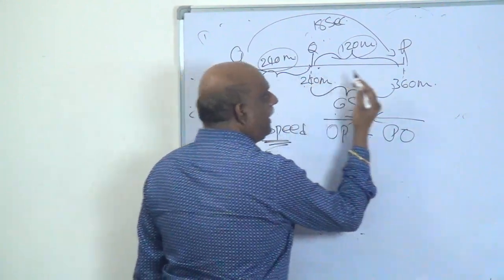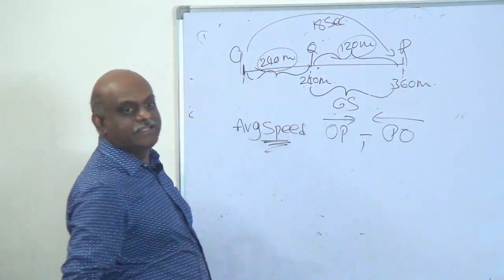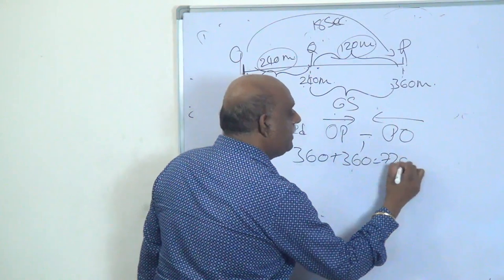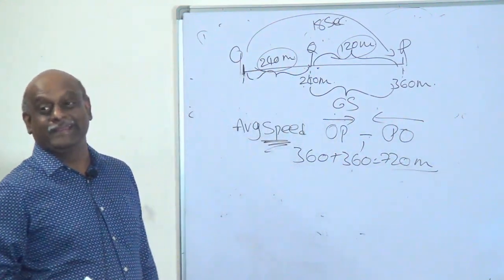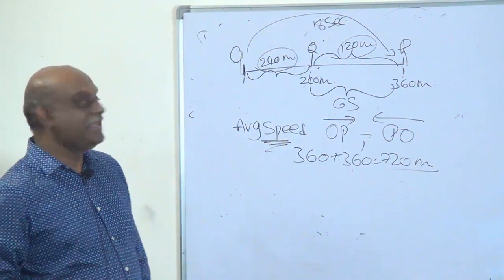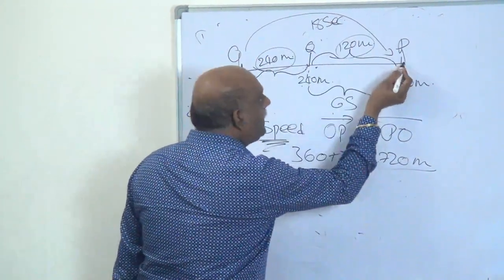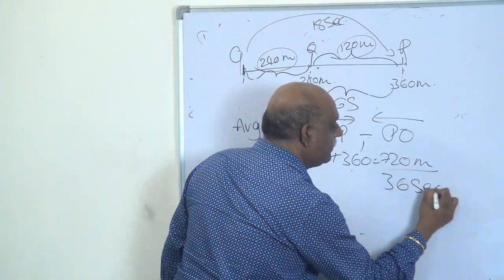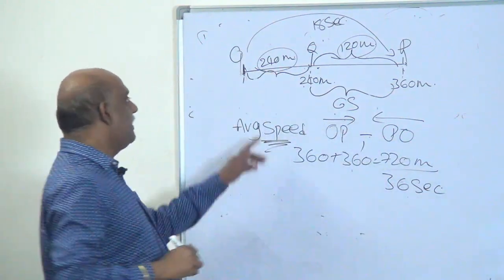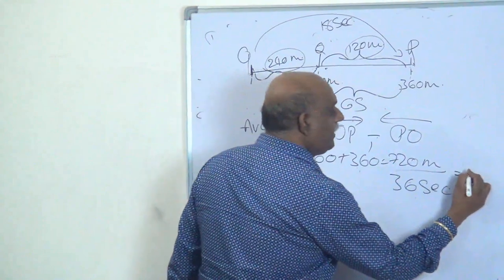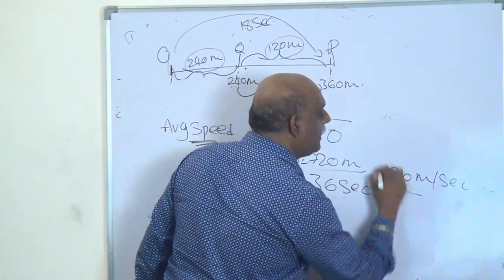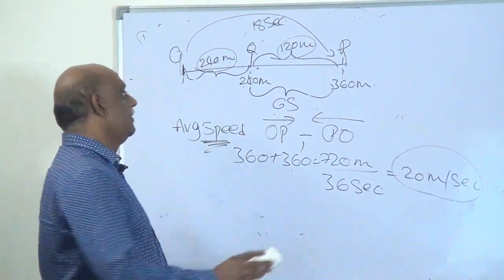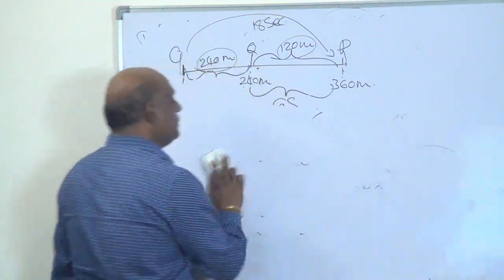सो इधर से इधर 360, फिर इधर से इधर 360 हो गया. सो दैट इज द रीजन इट हैज बिकम 360 प्लस 360 इज इक्वल टू 720 मीटर्स हो गया है the distance, and how much time does he take from here to here? 18 seconds. From here to here he takes 18 seconds, totally 36 seconds ho gaya. So that is the reason what is the average speed, that is equivalent to 20 meters per second ho gaya, average speed. Barabar.